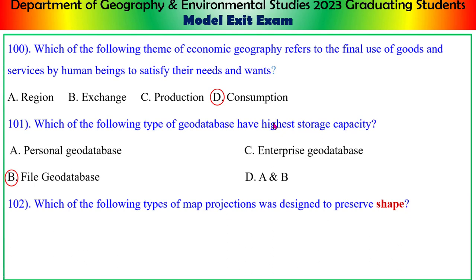102. Which of the following types of map projection was designed to preserve shape? First of all, map projection is a mathematical transformation of a three-dimensional feature to a two-dimensional feature, and it is a systematic transformation of the globe to a map.